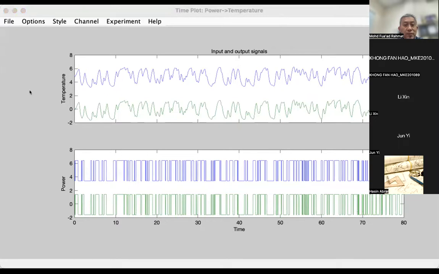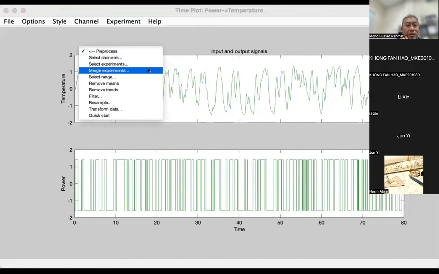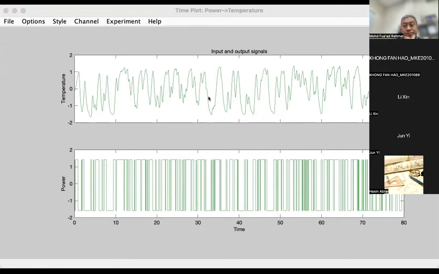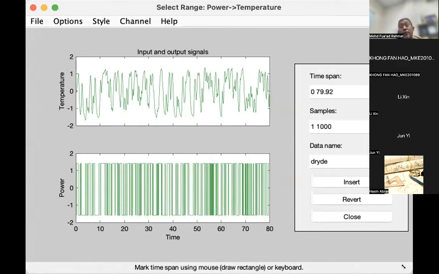After that, you drag and drop this dry D to the working data, because we want to do another pre-processing, this time to select the range. We have 1,000 data. In practice of system ID and estimation, we must divide the data into two. If you have 10,000, divided by 2, 5,000 is for the identification and the remaining 5,000 for the validation or verification. Since our data now is 1,000, we must divide into two, so 1 to 500 is the estimation.